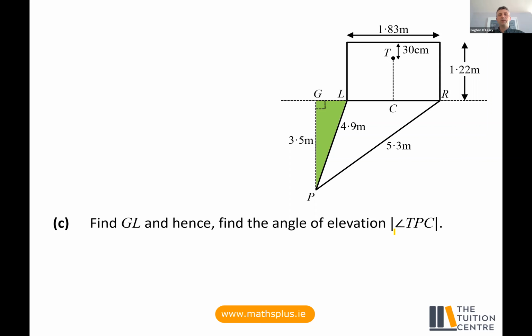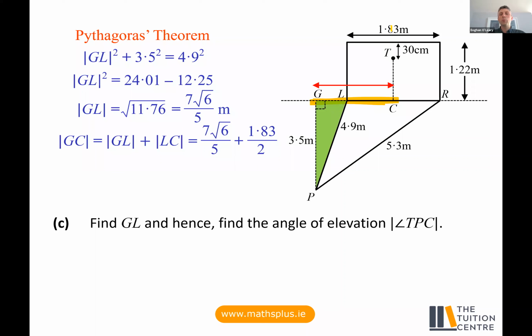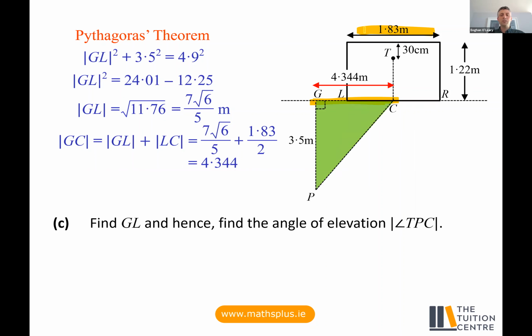In this case here, I'm going to find GL using Pythagoras' theorem. So 4.9 is my hypotenuse. So I work out GL to be 7 root 6 over 5 meters. Okay. I can then figure out GC, that full length there, because it's going to be GL plus LC. And we know that LC is the 1.83 divided by 2. So when I put that all together, it's going to be 4.344 meters.